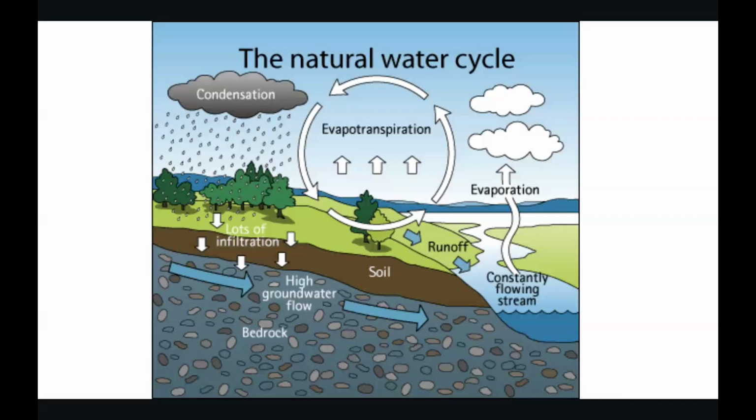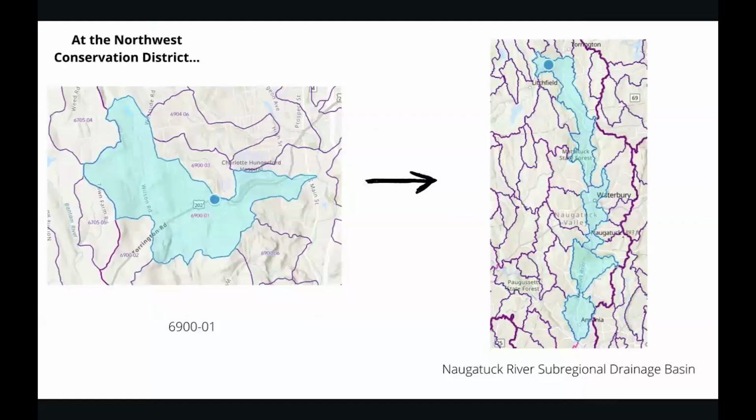Finally, we have more evaporation. The sun's heat continues to turn surface water into vapor, sending it back into the atmosphere. The vapor rises, cools again, and condenses, restarting the cycle. Here in Torrington, where my little blue dot is, and where the Northwest Conservation District office is, we're in the Northfield Brook Naugatuck River watershed. But how does our water, like all of Connecticut's water, end up in the Long Island Sound?